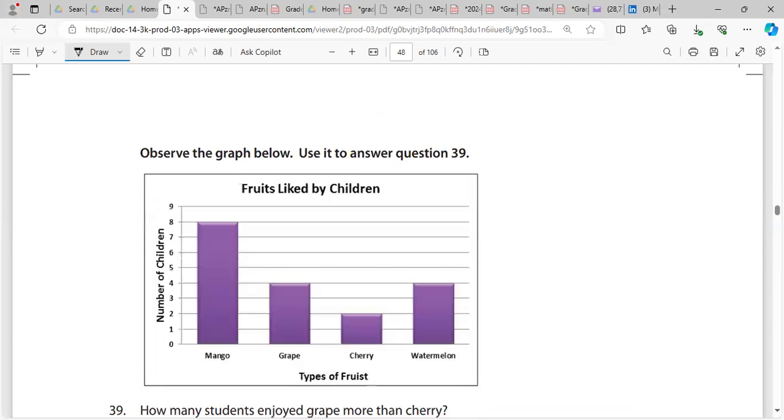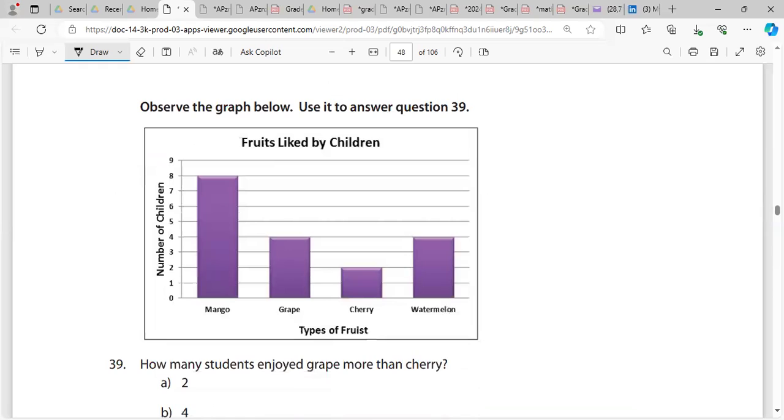Observe the graph below and use it to answer question 39. And you have the fruits that students like, which is mango. That's one of my favorites. Grape is one of my favorites. Cherry is one of my favorites. Melon. I just love fruits, guys.